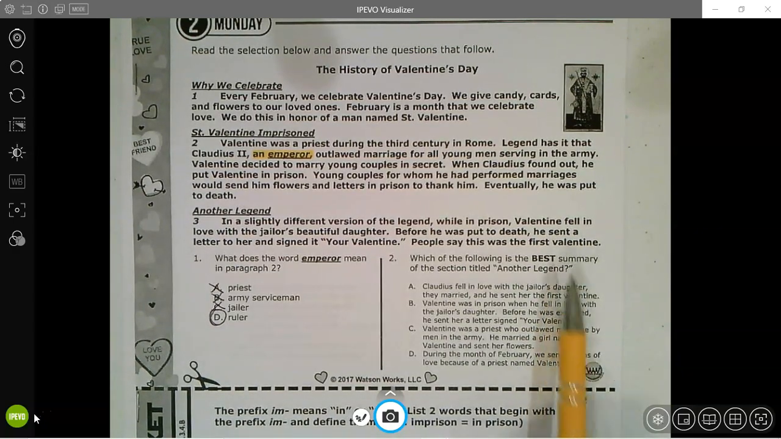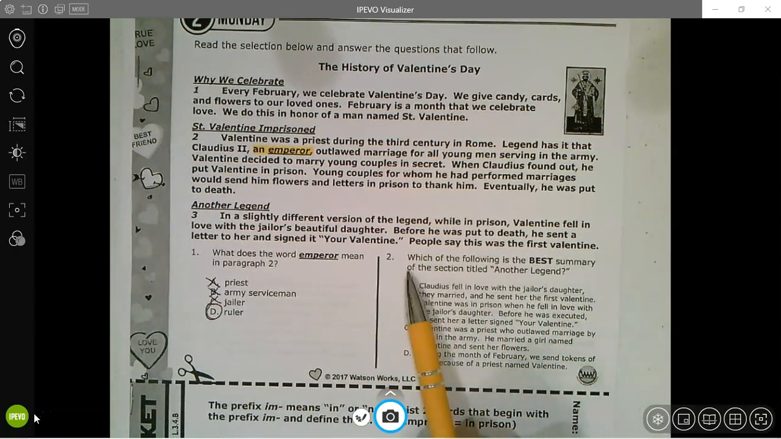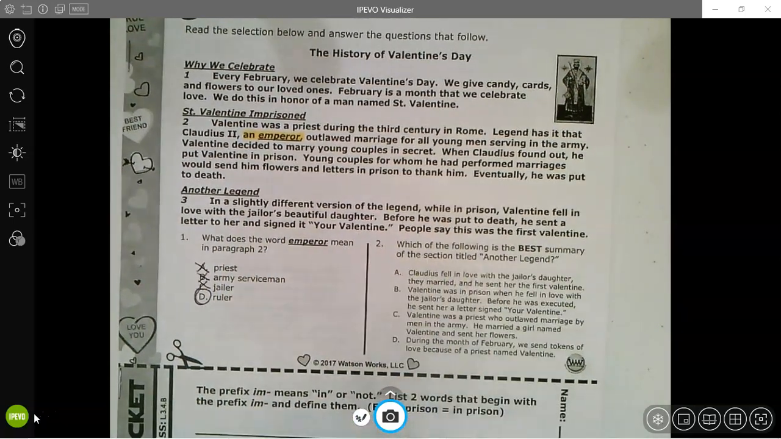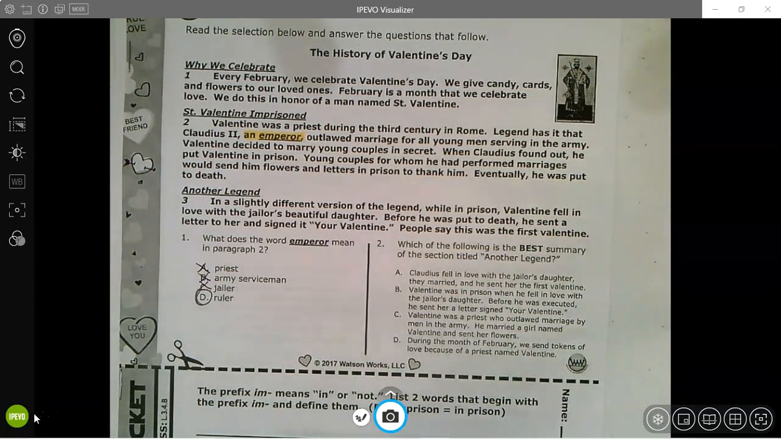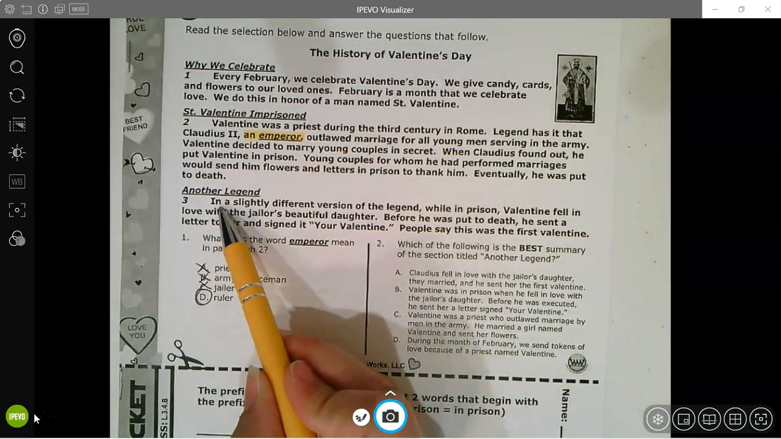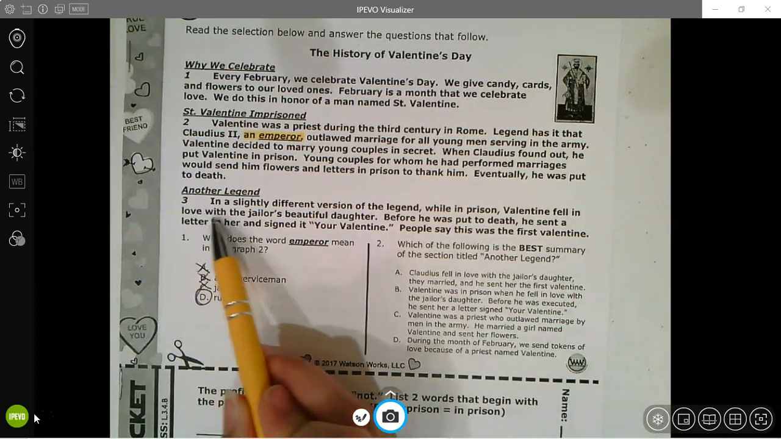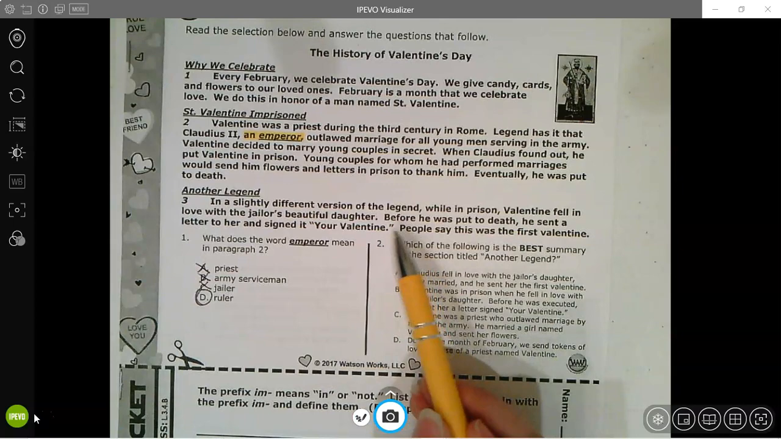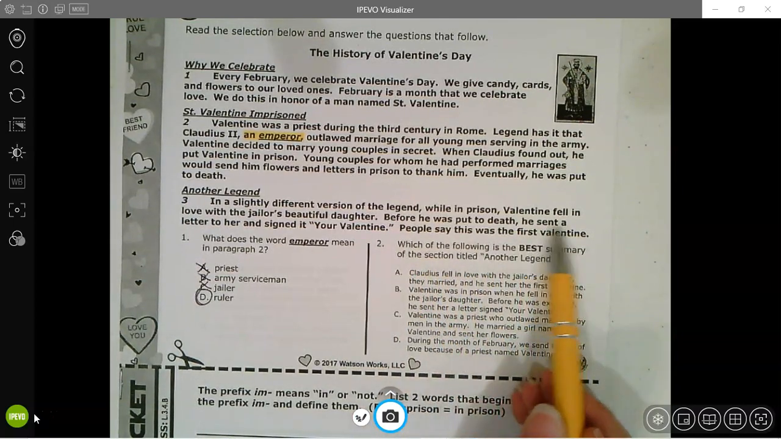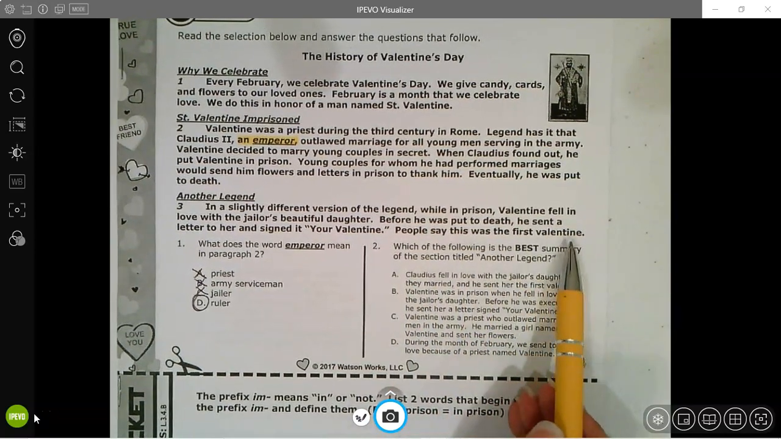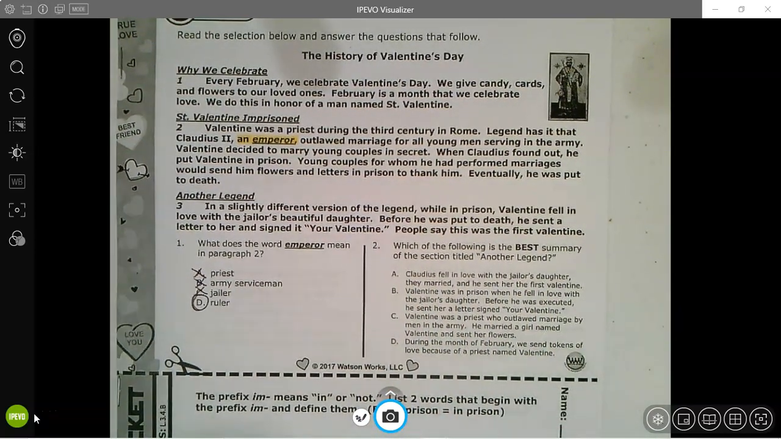Okay, number 2. Which of the following is the best summary for the selection titled Another Legend? Another Legend. So let me reread it and see if we can find a summary. In a slightly different version of the legend, while in prison, Valentine fell in love with the jailer's beautiful daughter. Before he was put to death, he sent a letter to her and signed it, "Your Valentine." People say this was the first Valentine. So remember, a summary is the important information. You're retelling the important information that we have read.